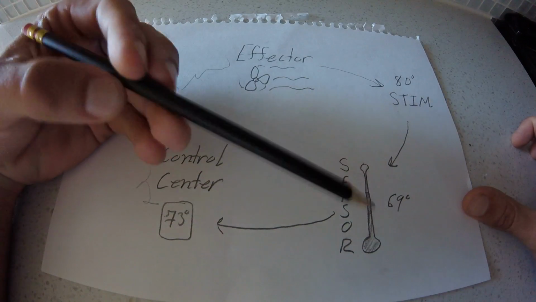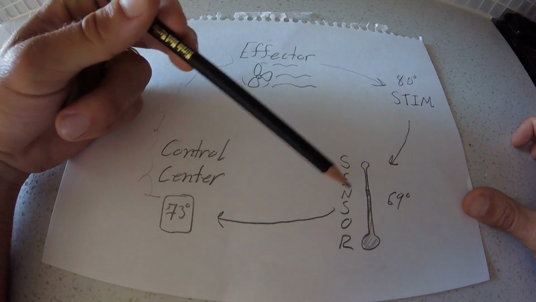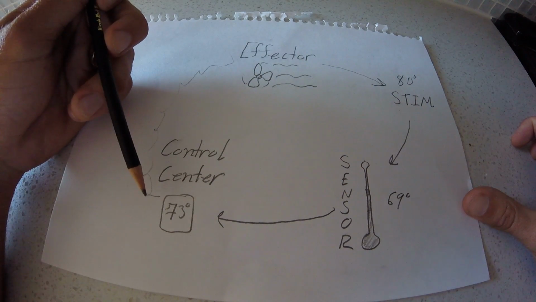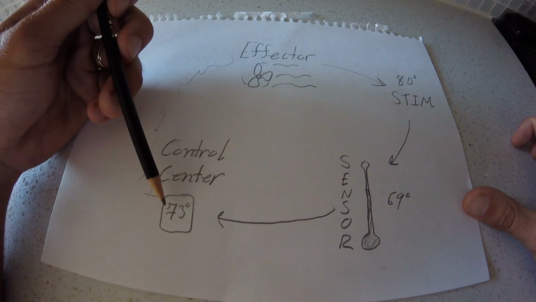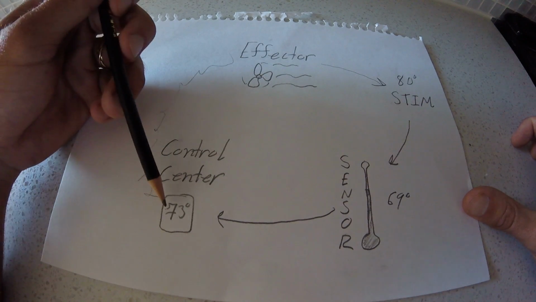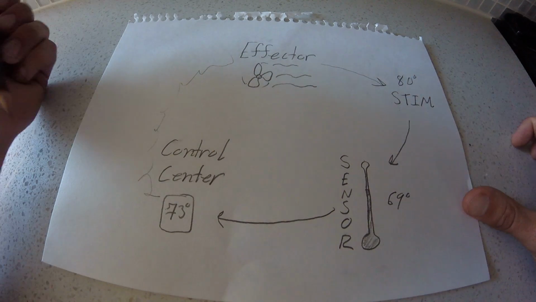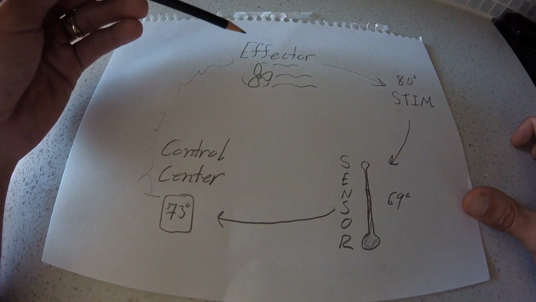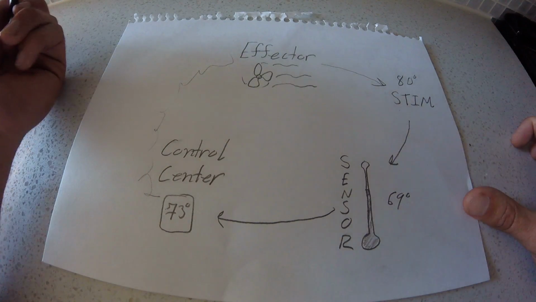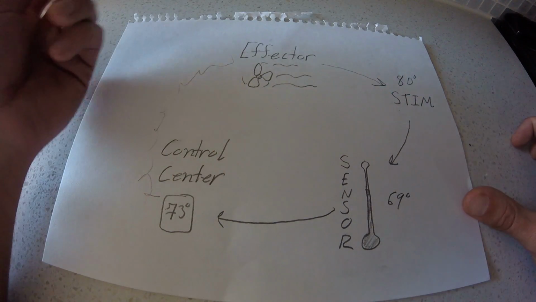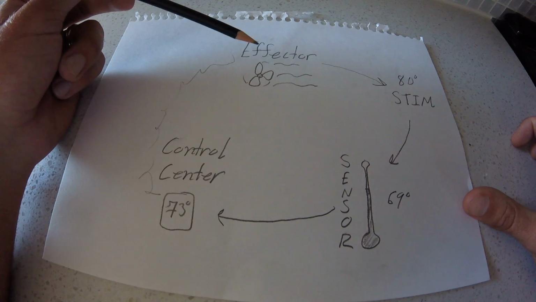And there's going to be a thermometer that senses that heat, and that thermometer is going to talk to our thermostat, which is set to 73 degrees. It's going to see that difference and know that it needs to turn on the air conditioning. So it's going to send an electrical signal to our air conditioner, which is going to cool down the interior of the car. So there's a stimulus, sensor, control center, which talks to an effector.